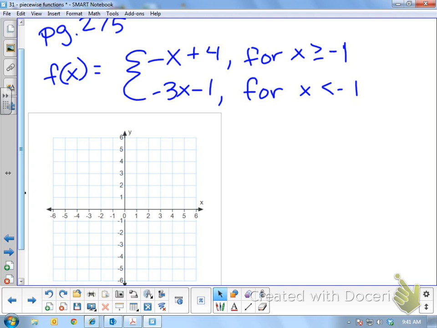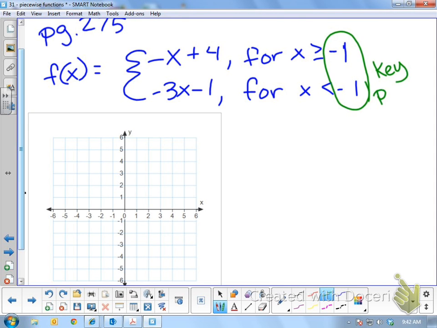So again, now we're on page 275, so we can do this example problem. So when we're working with our piecewise functions, where we graph is super important. This number here is one of our key points that we have to worry about. That -1 is where that jump would occur.